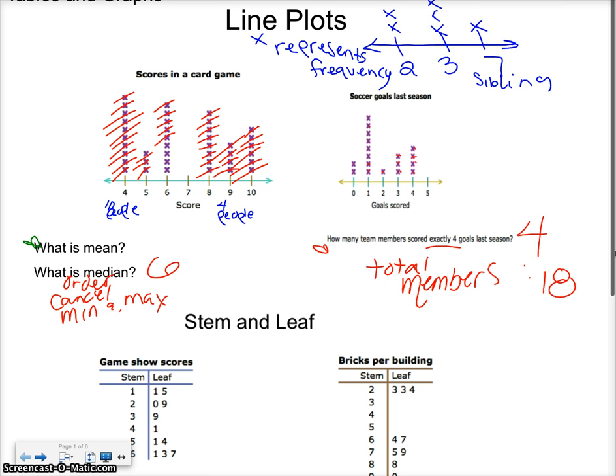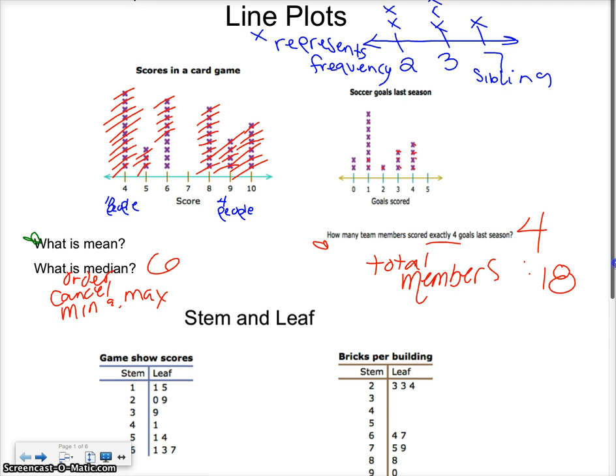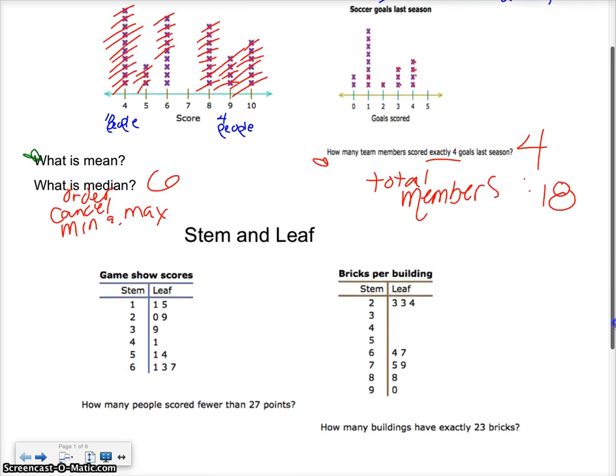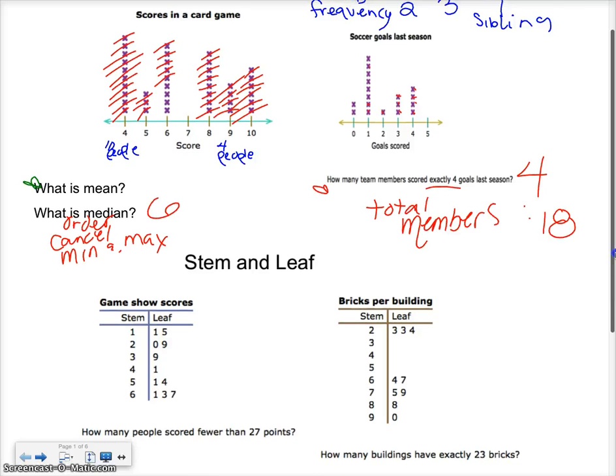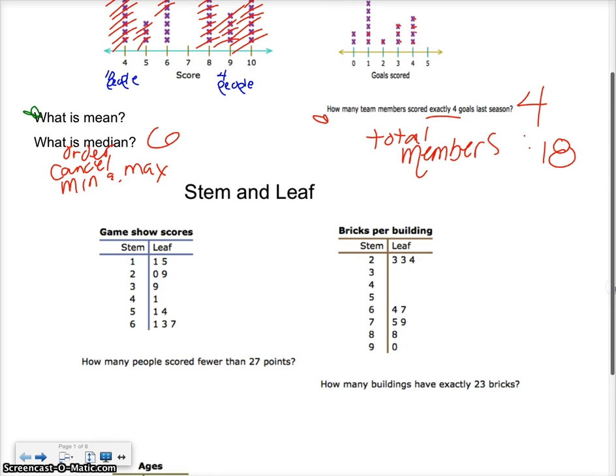1, 2, 3, 4, 5, 6, 7, 8, 9, 10, 11, 12, 13, 14, 15, 16, 17, 18 teammates. You see how I did that? It's not 5 teammates or 4 teammates. It's 18 of them, counting all the X's. So that's line plots. A line plot is a line that has X's. X's represent a frequency number. 1 X represents 1. The next thing is stem and leaf.